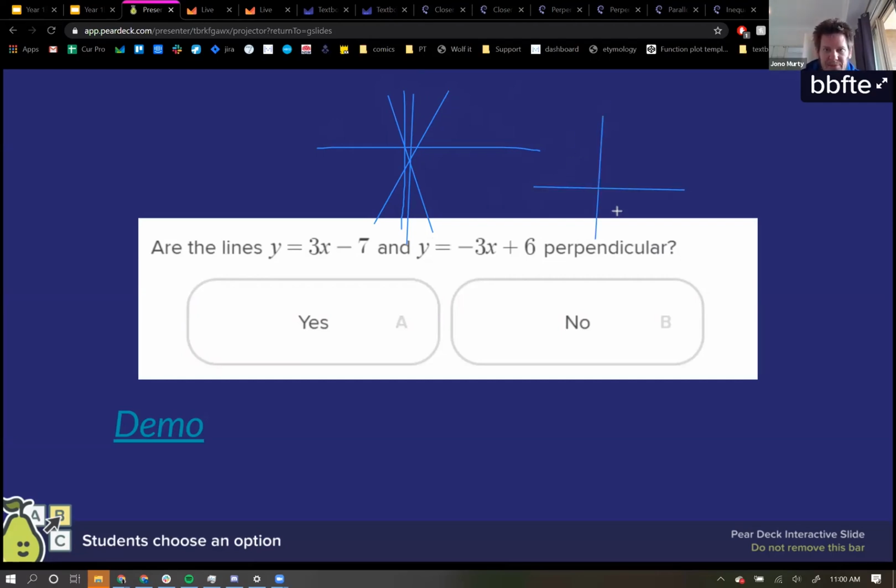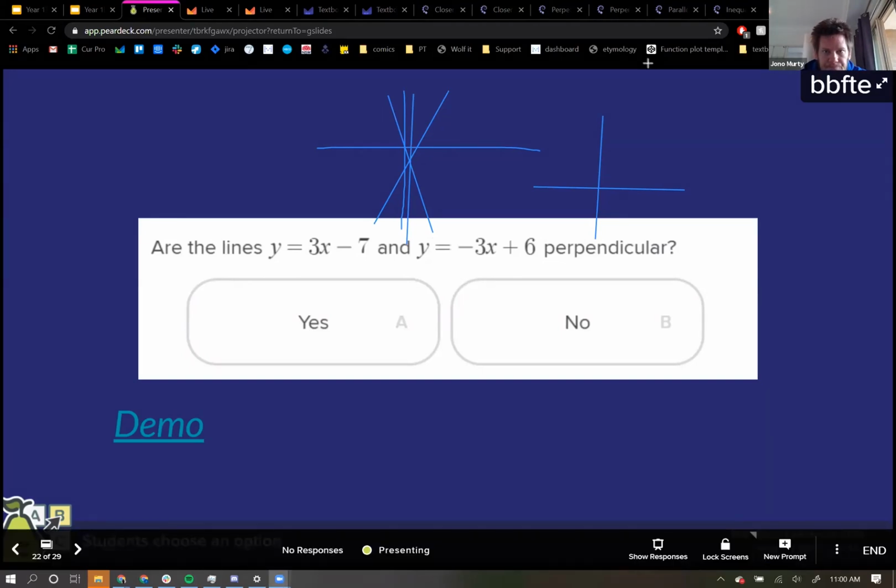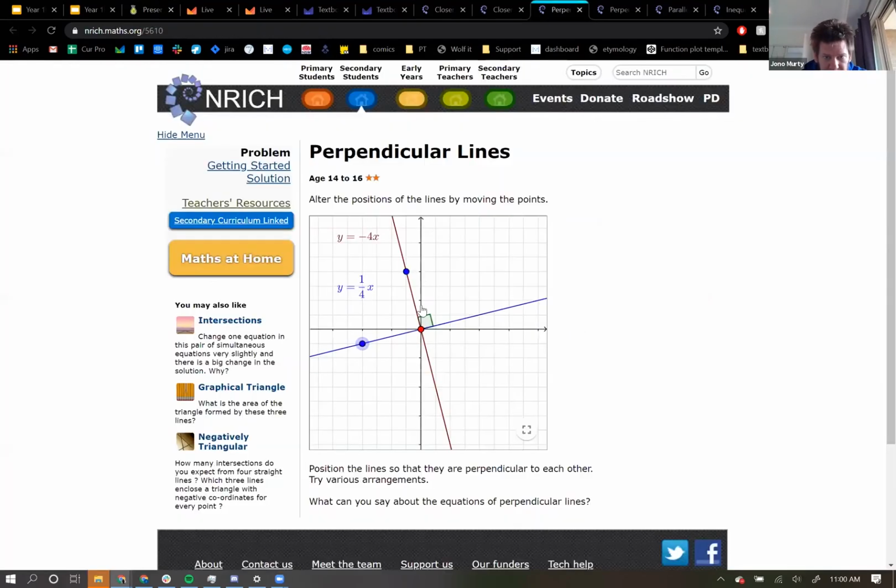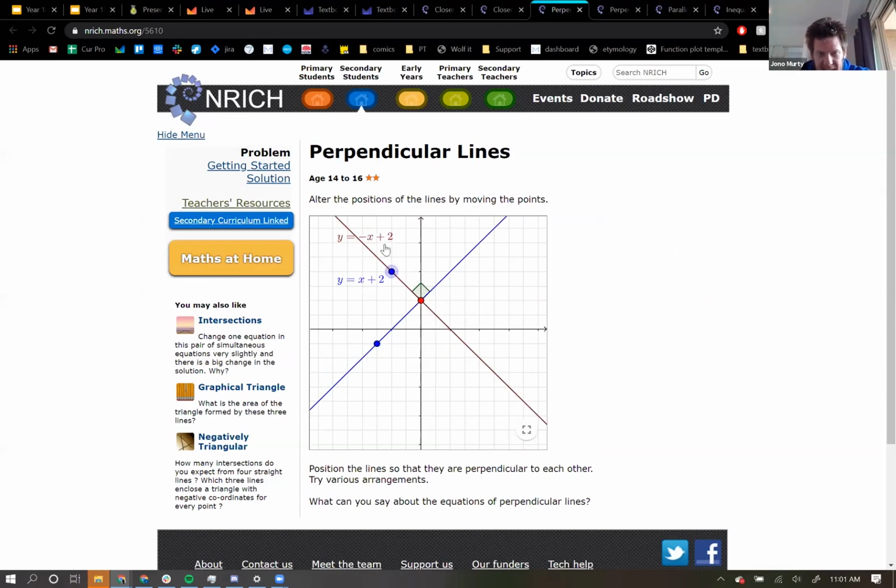If I had y equals, sorry, let's undo that. If I take it back to here, I can shift that up and shift that up as well. Let's make that x plus 2 and minus x plus 2. So all I've done there is taken y equals x and y equals minus x and shifted them both up 2.